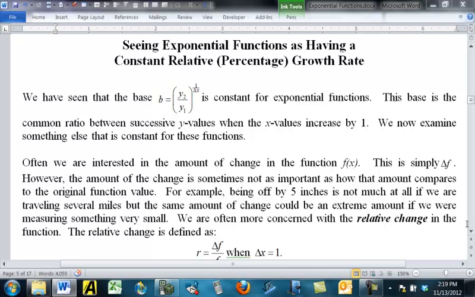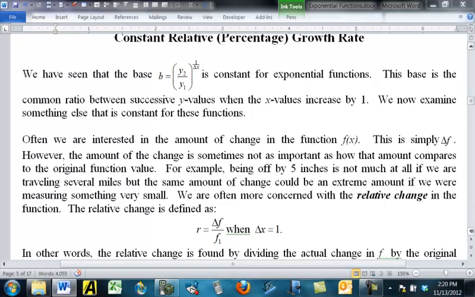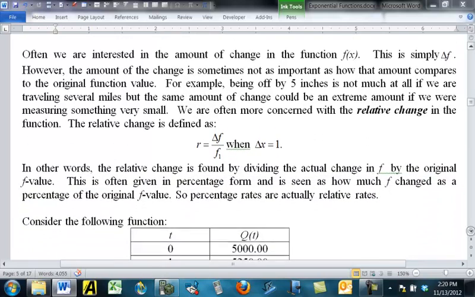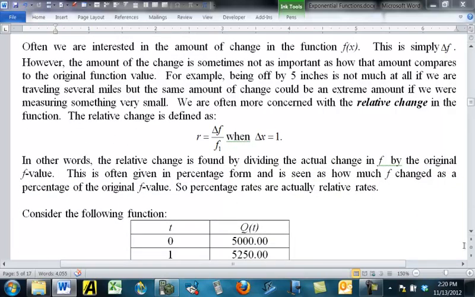Okay, but if we're measuring, say, how far it is across my laptop computer, and I'm off by 5 inches, that's a lot. So we're interested in how much that is. Still 5 inches, so the amount of difference, or amount of error, is the same, but sometimes we want to find the relative error, or the relative change, as a percentage change.